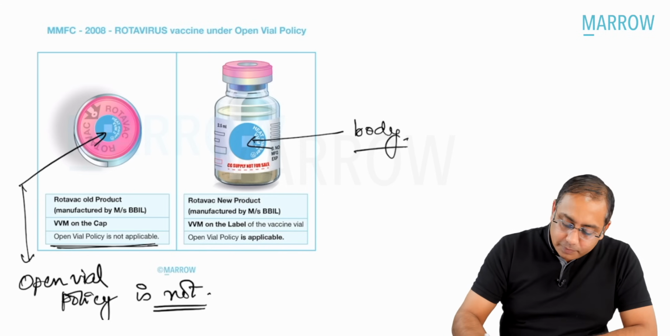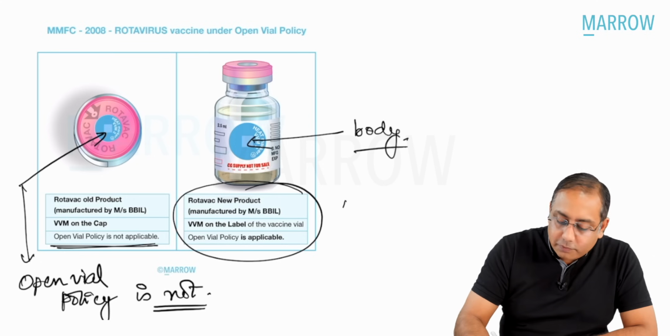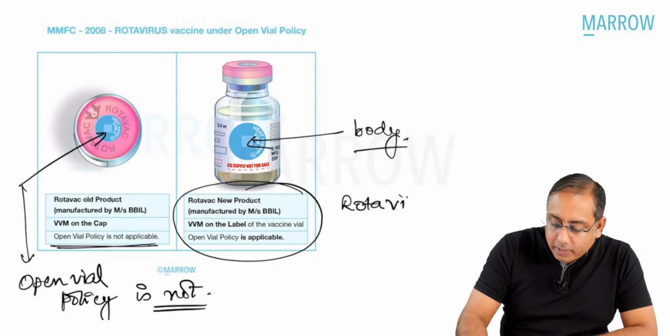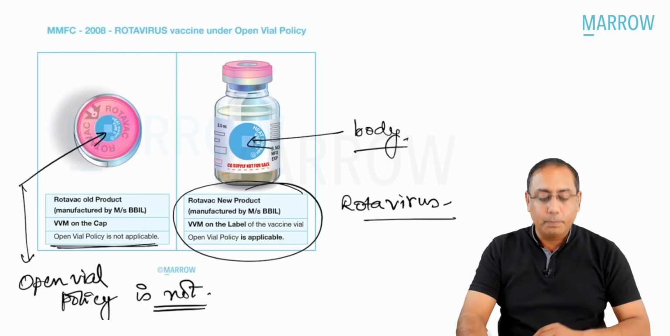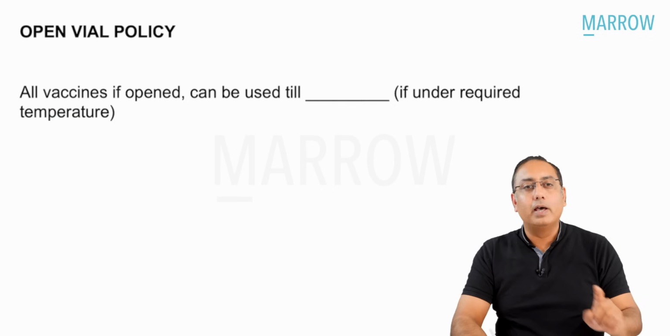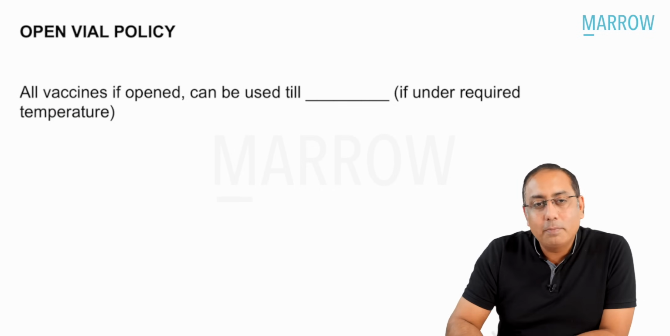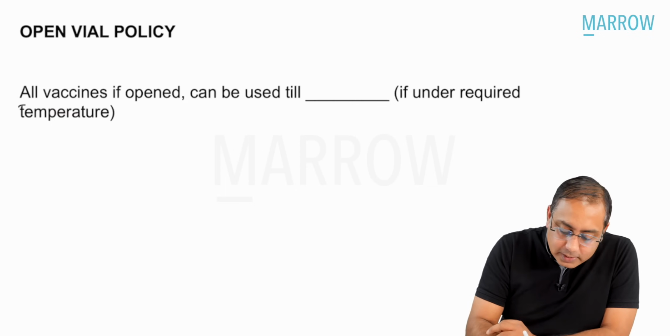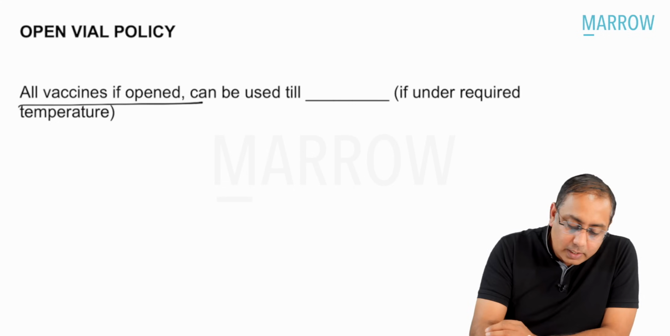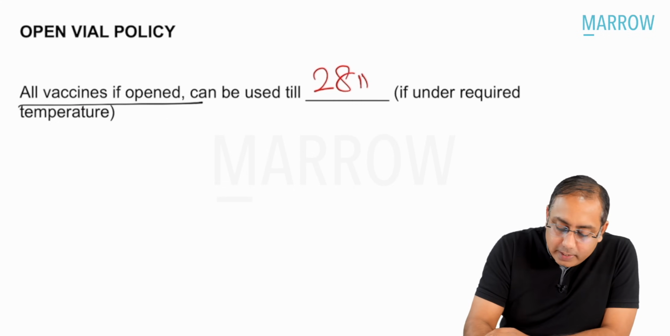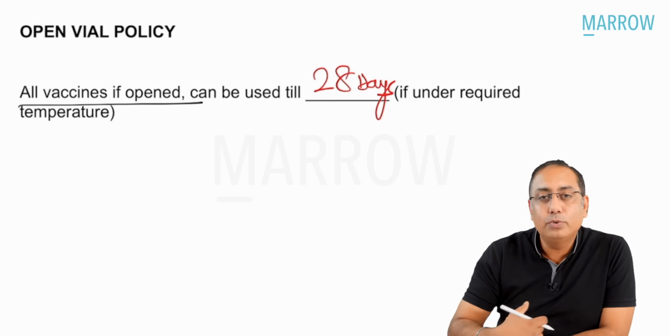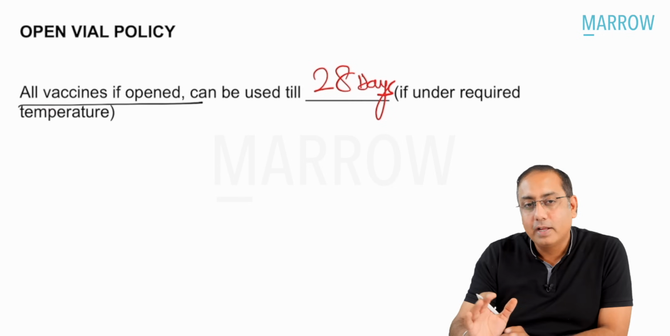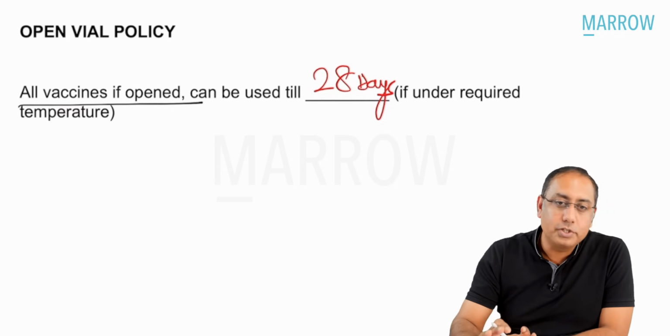And currently this is the new product for rotavirus. Rotavirus vaccine follows the open vial policy. What is open vial policy? If the vaccines are opened, it can be used till how much time? It can be used till 28 days beta, if they can be kept under the appropriate required temperature.